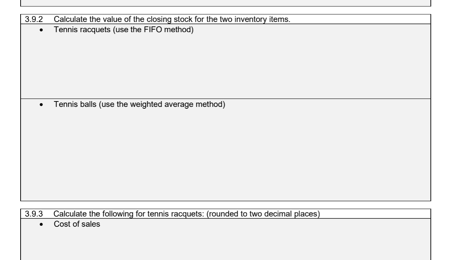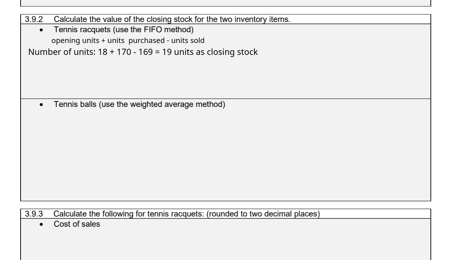3.9.2, calculate the value of closing stock for the two inventory items. So remember, the tennis rackets use the FIFO method to calculate the closing stock. So firstly, we need to calculate the number of units on hand. Now to do that, it's going to be our opening units plus our units purchased minus our units sold. So if we go back to the information, our opening unit is 18 units. We purchased 170 units during the year and we sold 169 units. So in other words, 19 units will be our closing stock.